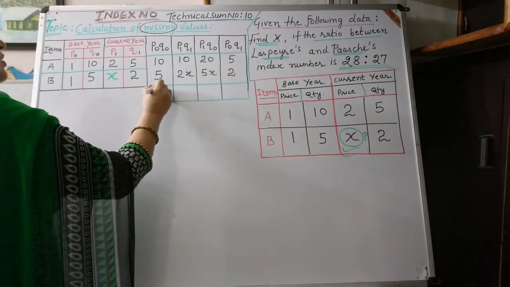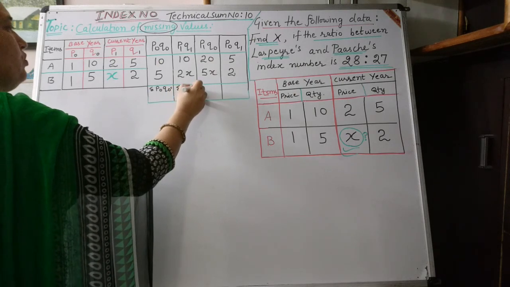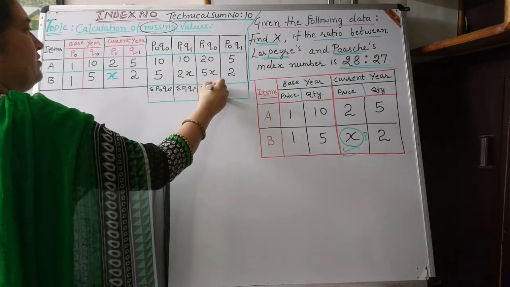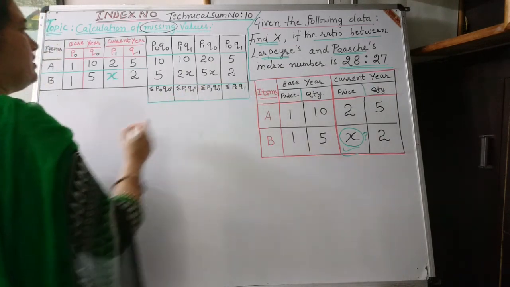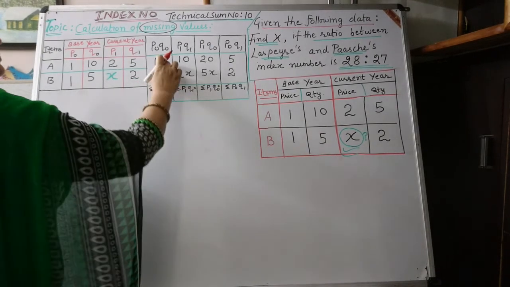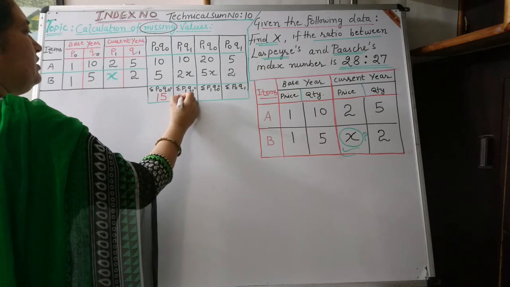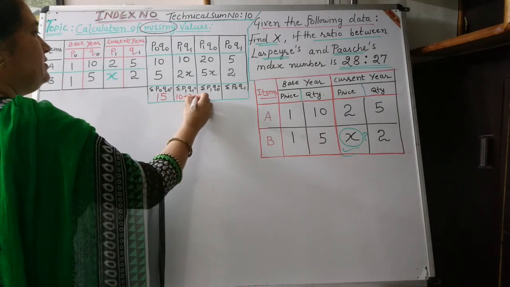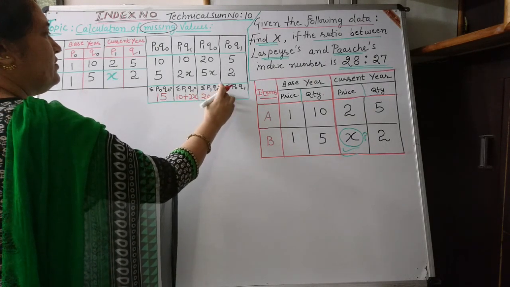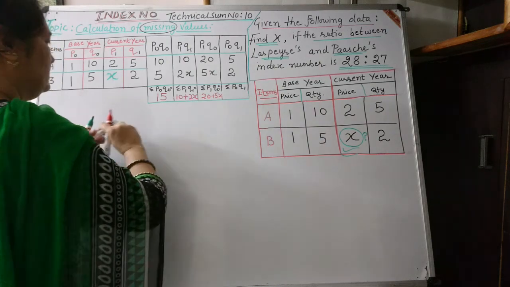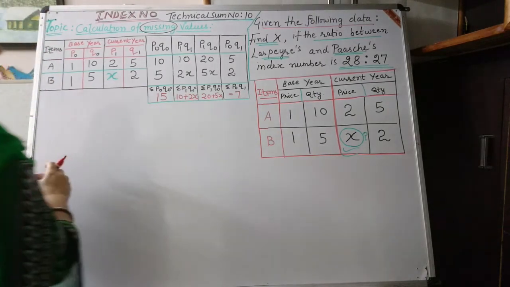So sigma P0 Q0 is equal to 15, sigma P1 Q1 is equal to 10 plus 2x, sigma P1 Q0 is equal to 20 plus 5x, and sigma P0 Q1 is equal to 7.